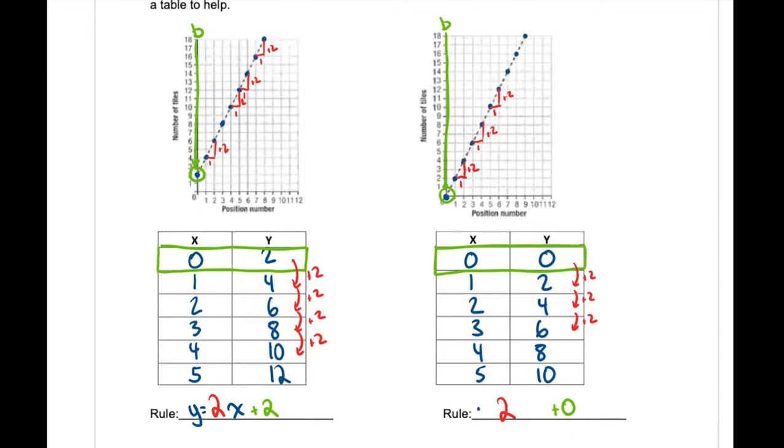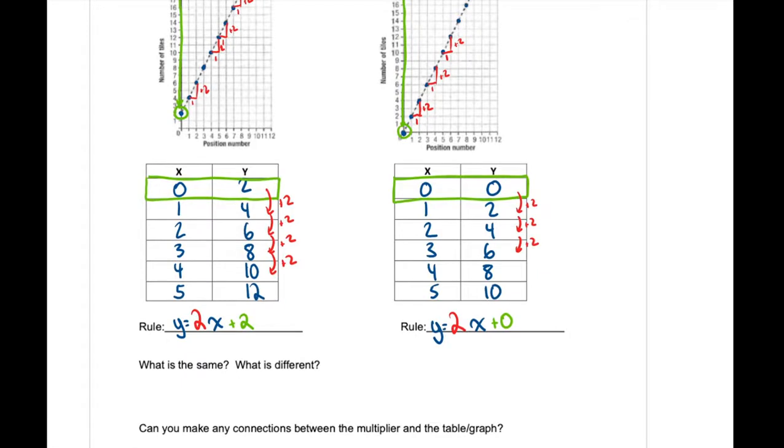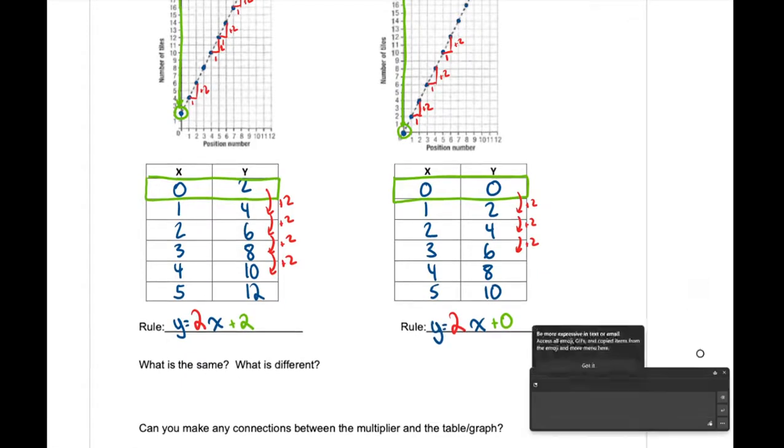So then my rule is going to be y equals 2x plus 0. Again, I don't need to show the plus 0. I'm just putting it here just so we can see the connection between the rule, the table, and the graph. So what do we notice that's the same, and what do we notice that's different?